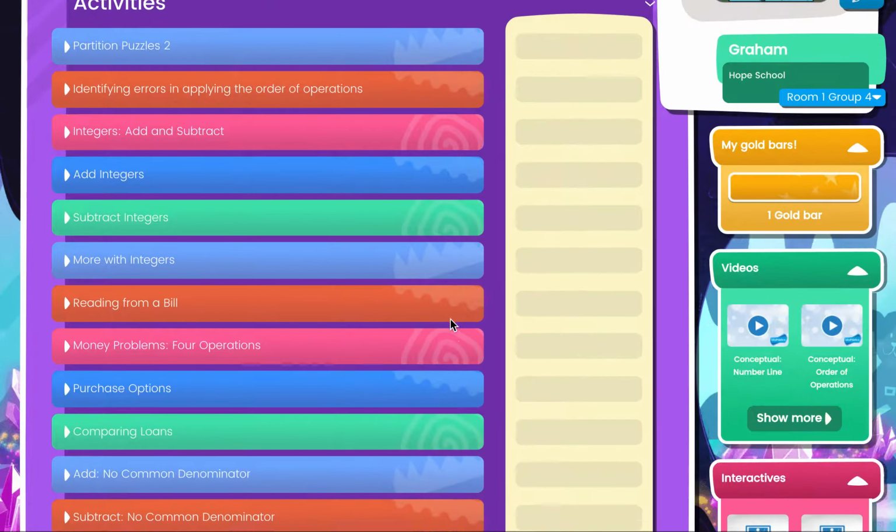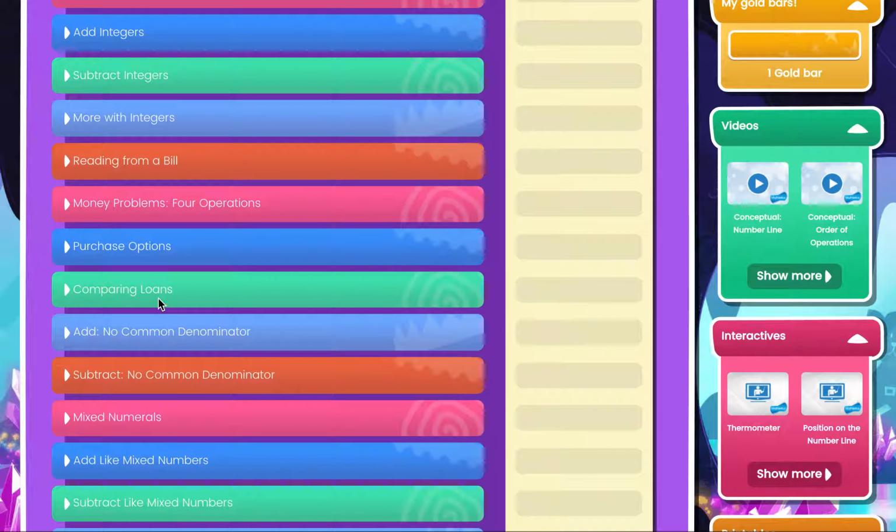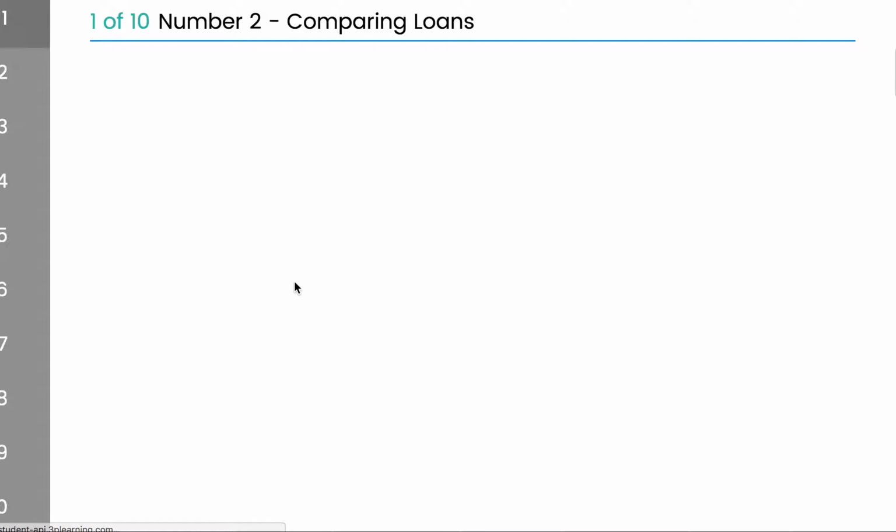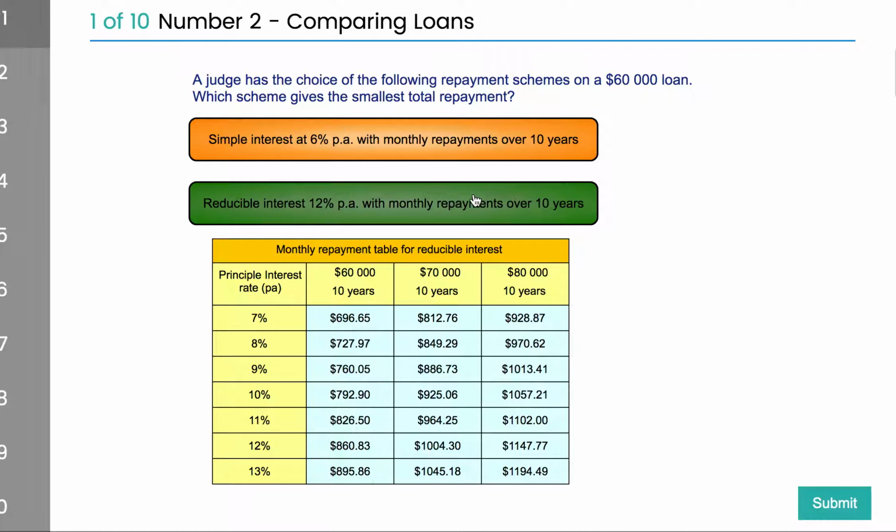Okay, this next activity is comparing loans, and it's another one of those that would be really good to do with mums and dads at home, because there'll be some parents who don't always know how to work these things out as well, and it's a really useful skill to know when you're borrowing money for housing or cars and things.